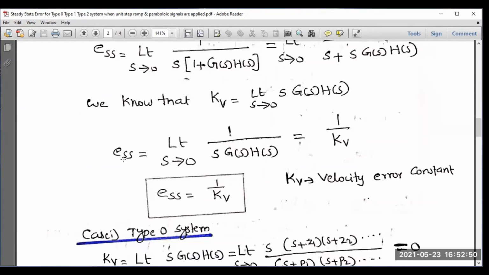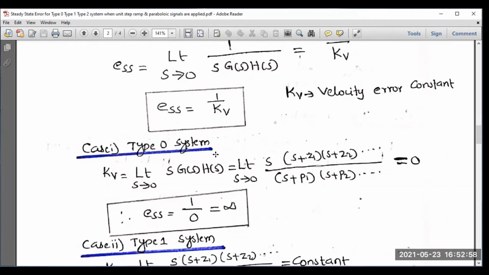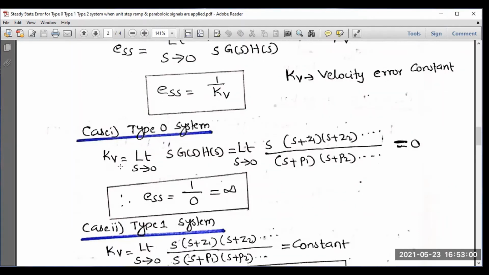Later we can make a conclusion. The steady state error is equal to 1 divided by kv, where kv is known as velocity error constant. Now you have to apply 3 cases. Let us consider the type 0 system first. So you have to write the general formula for kv. kv means you have to calculate the value of kv here: limit s tends to 0, s into g of s into h of s.